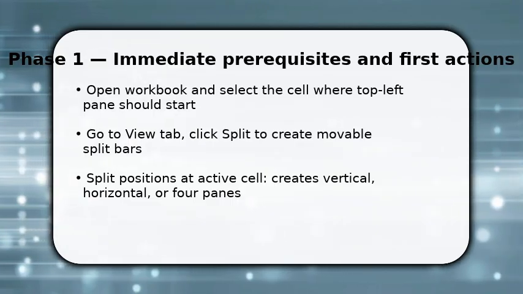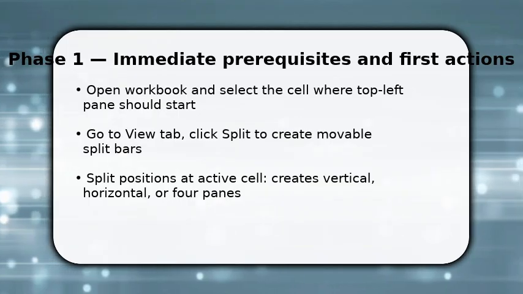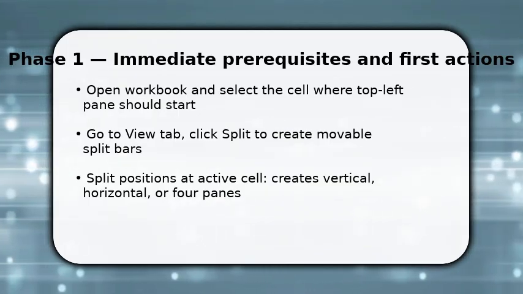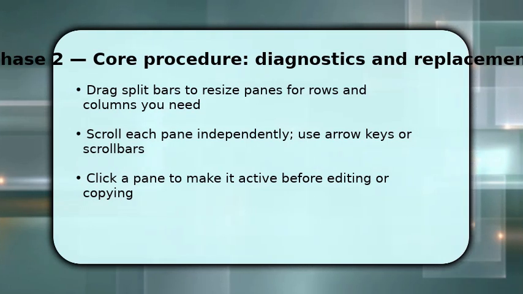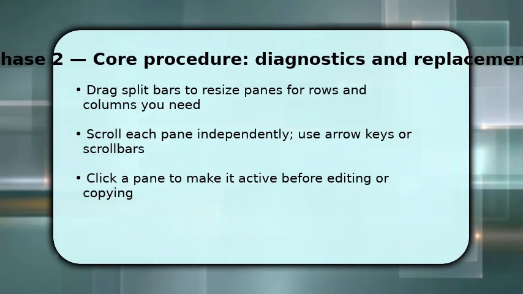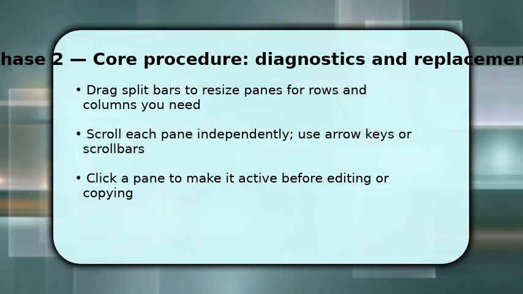Make sure you're not editing a cell and the sheet isn't protected, otherwise Split won't engage. This step gives you independent panes to scroll different parts of the sheet at once. Once the split bars appear, drag them to resize each pane to the rows and columns you need. This lets you compare distant data without losing headers.